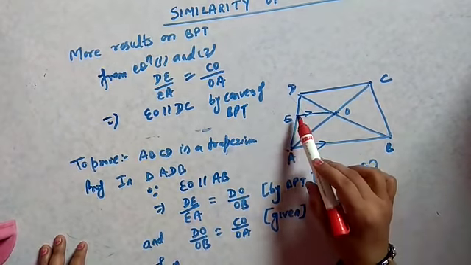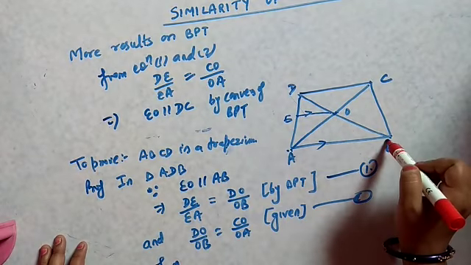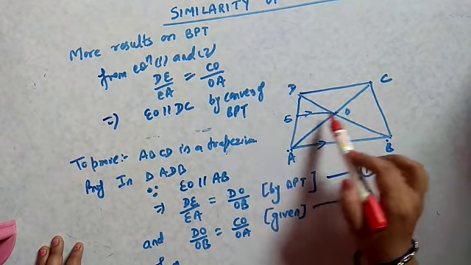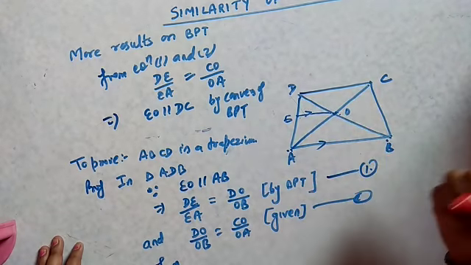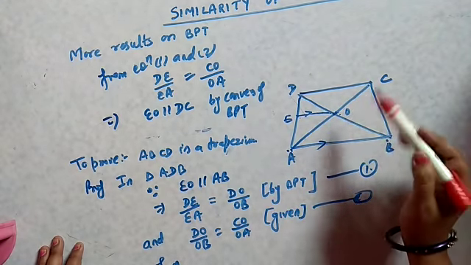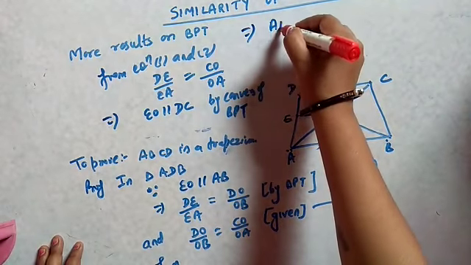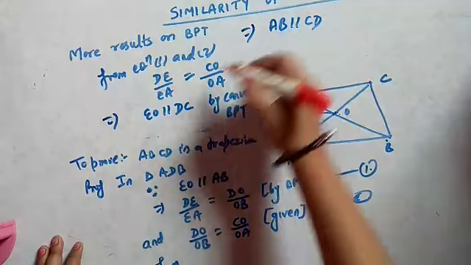Since EO is parallel to AB, which we did by construction, and now we have proved that EO is parallel to DC, it means AB and CD are parallel to each other. It implies that AB is parallel to CD.